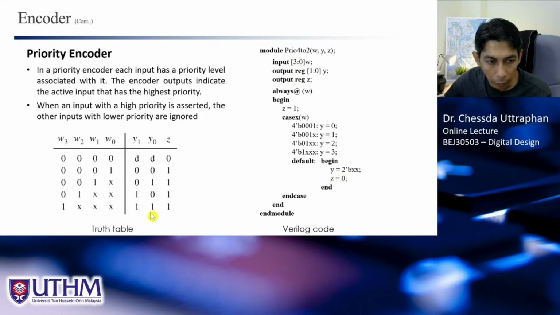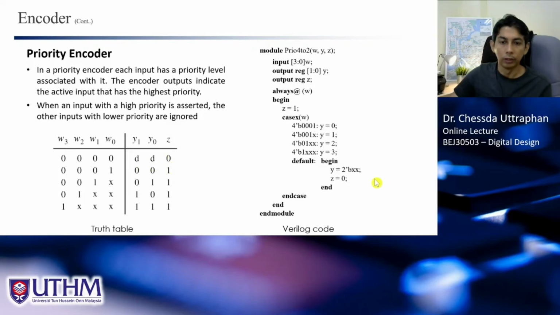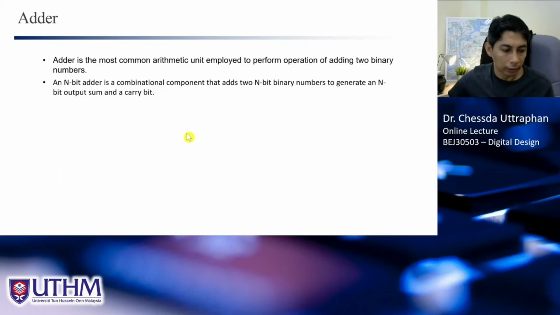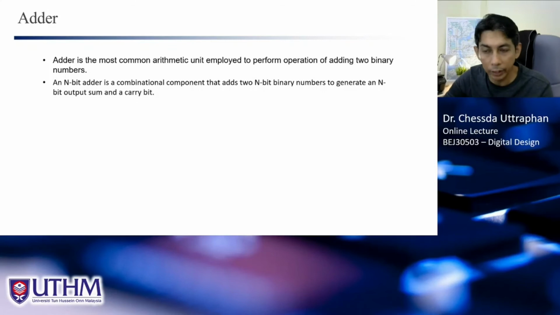Y equals 1 1, and z should be equal to 0. Other than this, right? Y this one, sorry. So y equals don't care, d is don't care, and z equals 0 in this case. That will be the priority encoder. So now we have learned the multiplexer, the decoder, and the encoder, and all of these circuits are very important in digital hardware. We will use them a lot in the next designs.